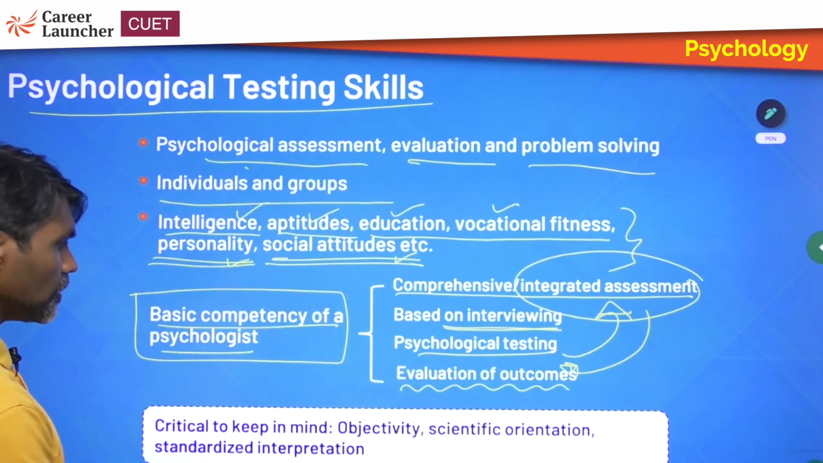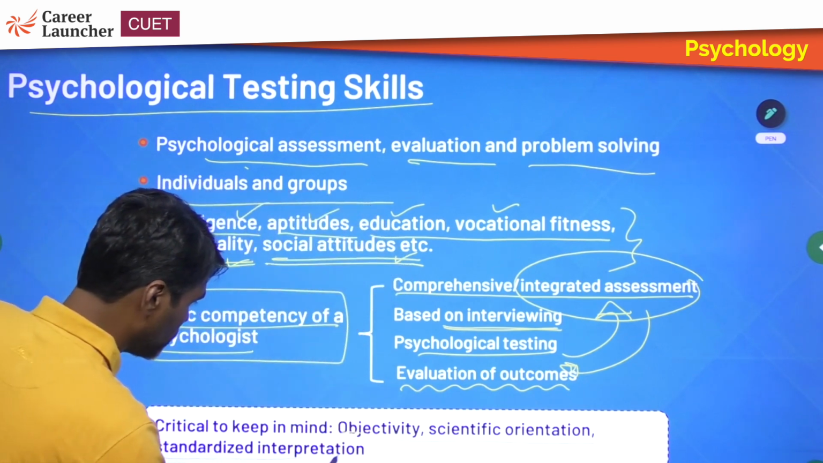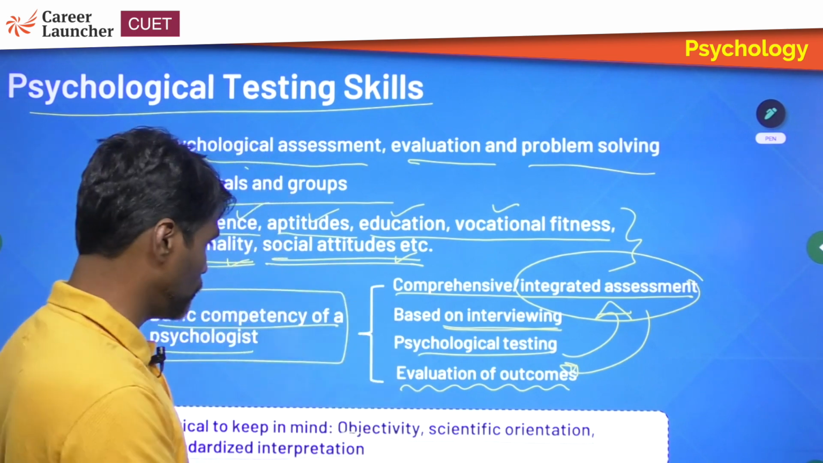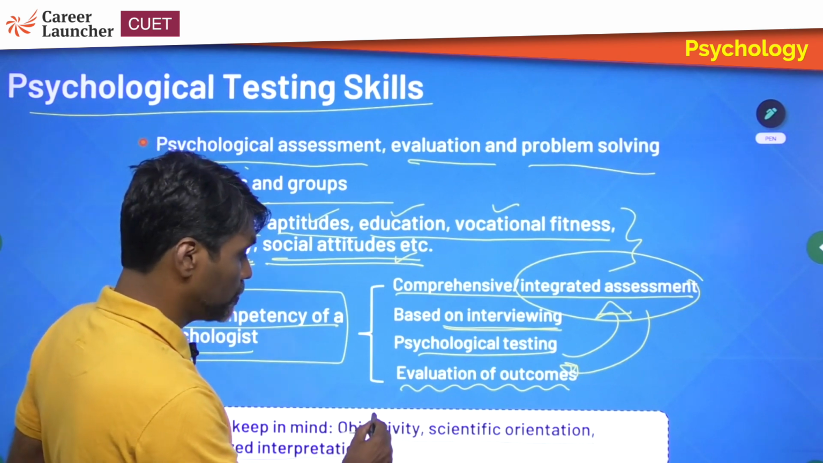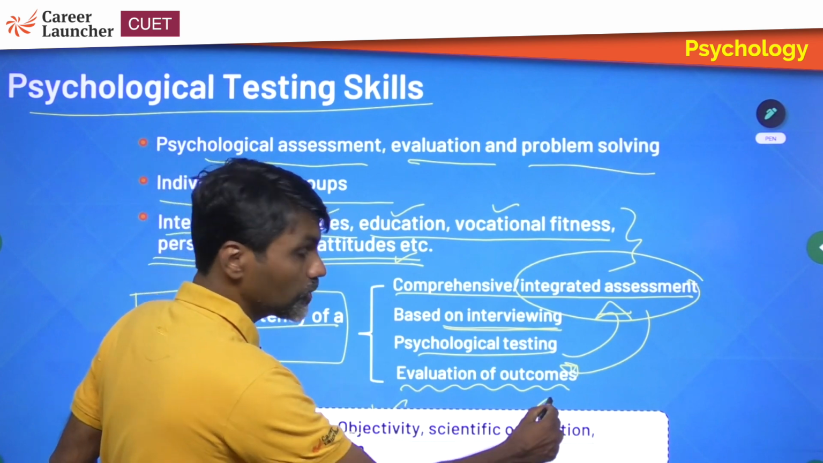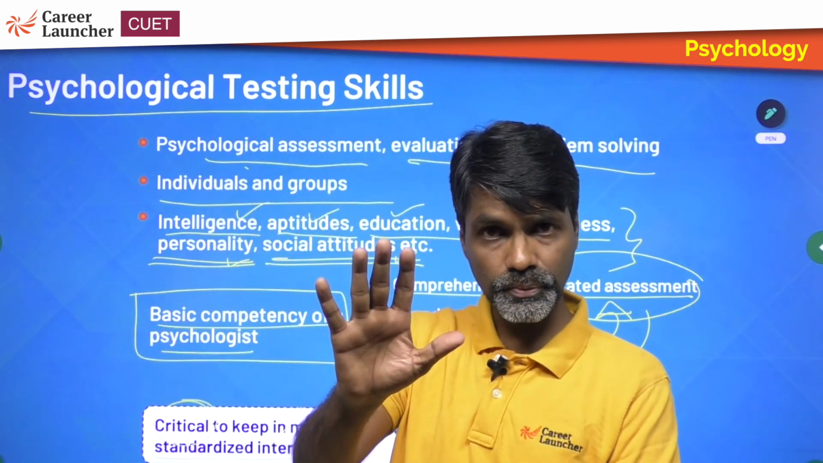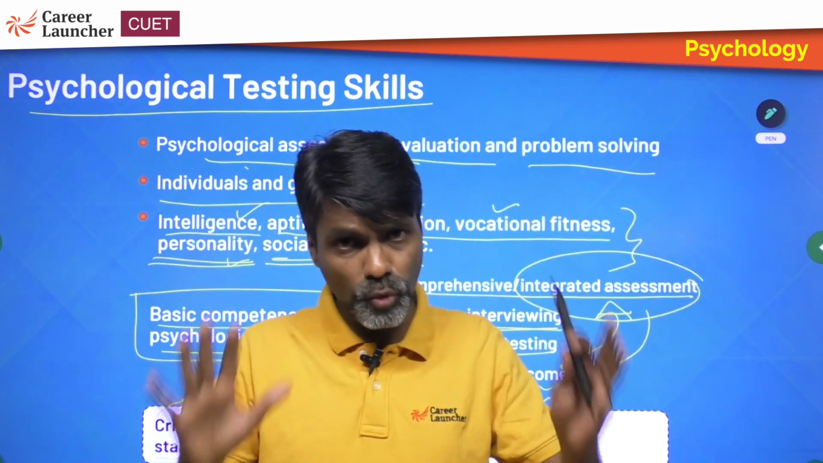ठीक? What is the critical thing to keep in mind? And this is something that you should not forget. Again, an important aspect from the examination point of view. What are the critical things to keep in mind in psychological assessment? Objectivity, scientific orientation and standardized interpretation. इसका मतलब क्या है? Objectivity is, it doesn't change by looking at the face. Result ये है तो कोई भी बंदा हो result वही दिखेगा. Number 2, it is scientifically provable.